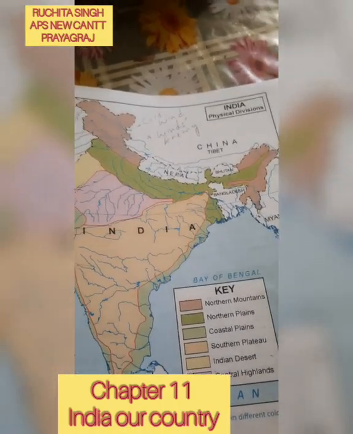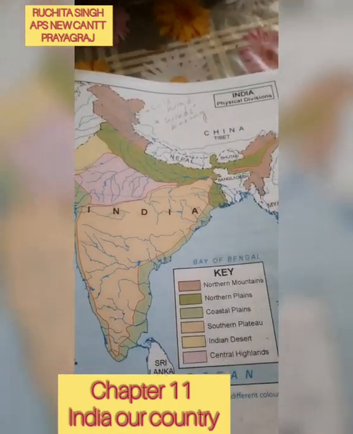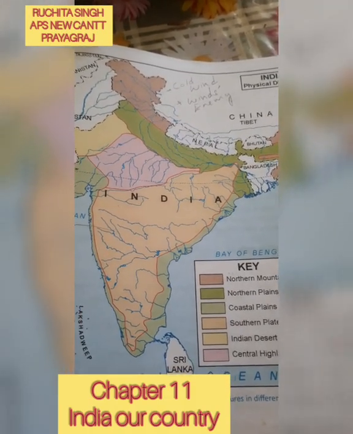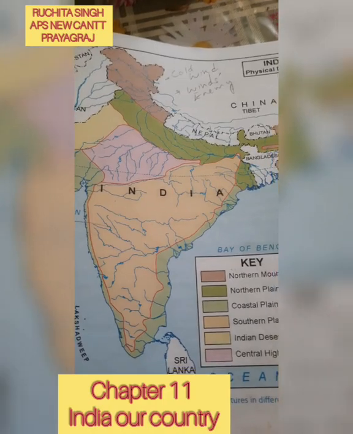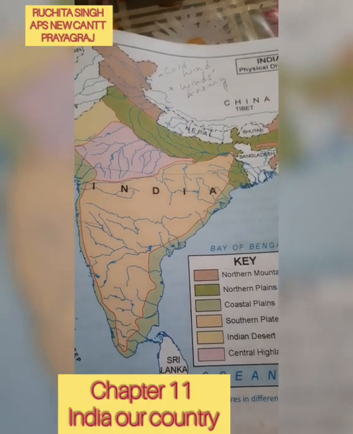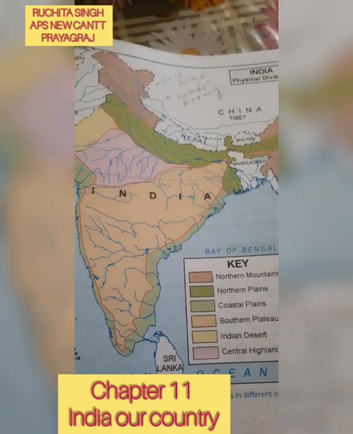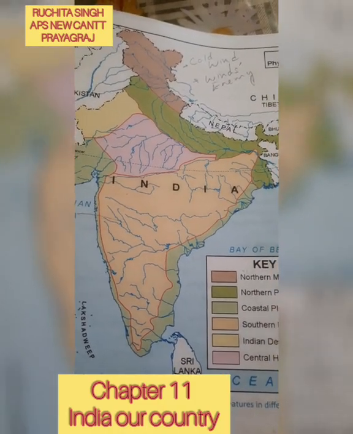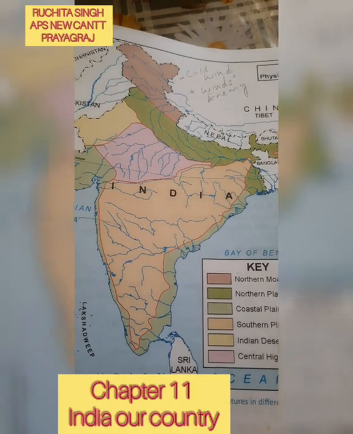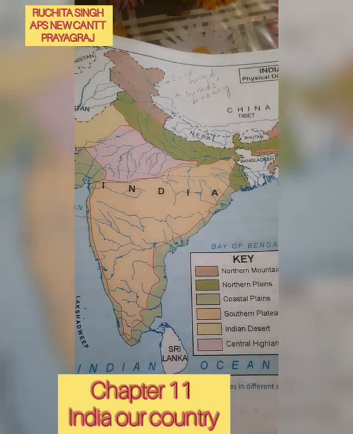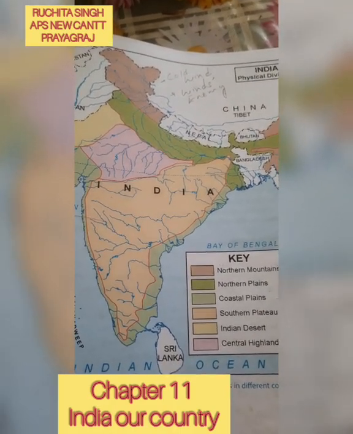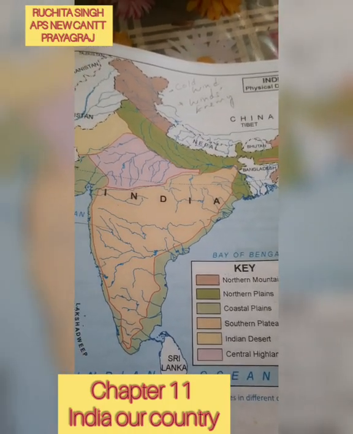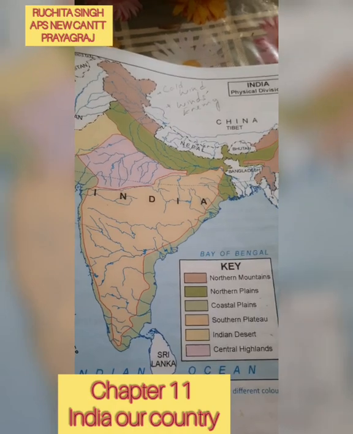In some places there are high mountains, in some parts there are plains, in some areas there are plains, right children? And in few areas there are deserts, in few areas there are beautiful valleys, hills, plateaus, coastal plains, and a number of islands. The southern half of India is called peninsula.